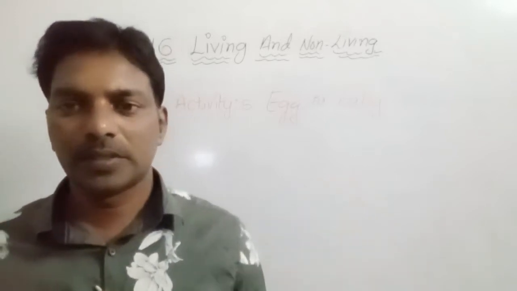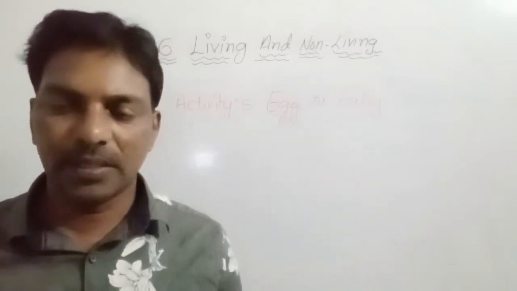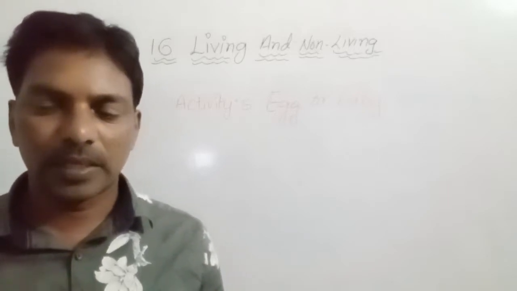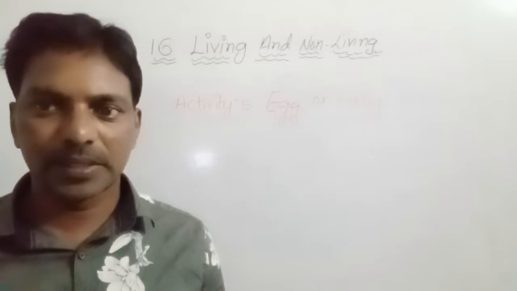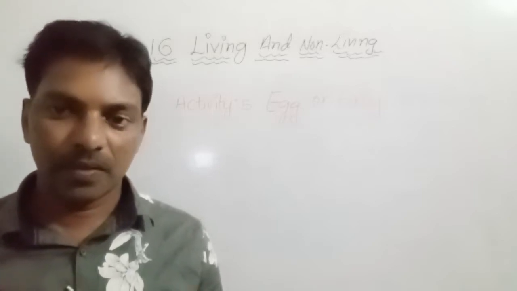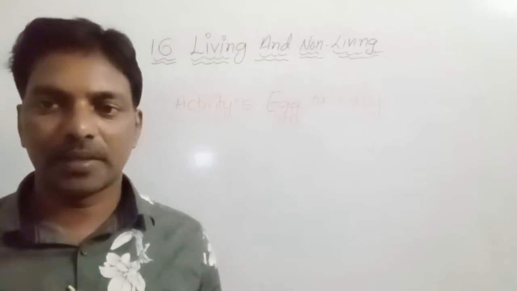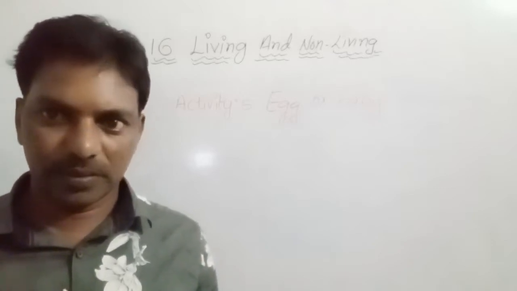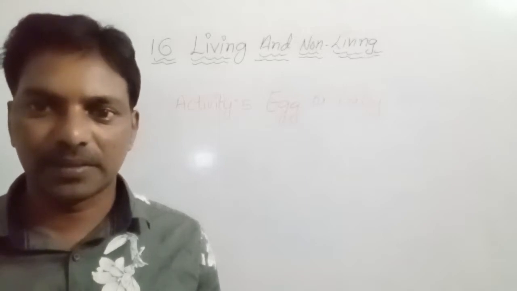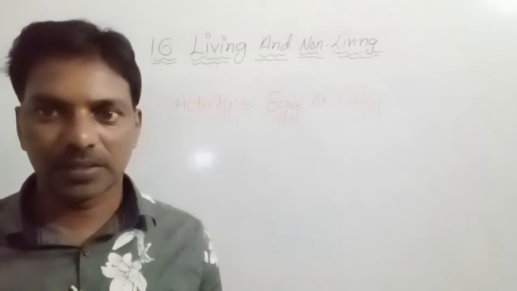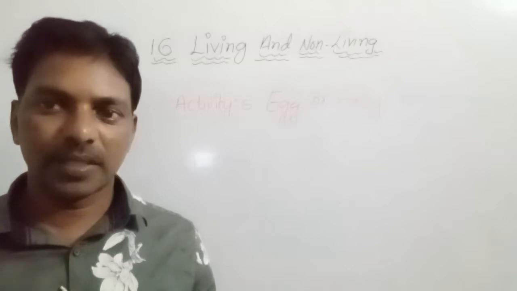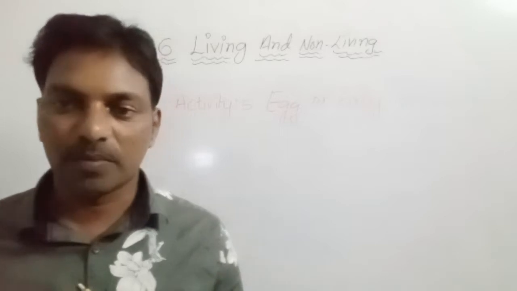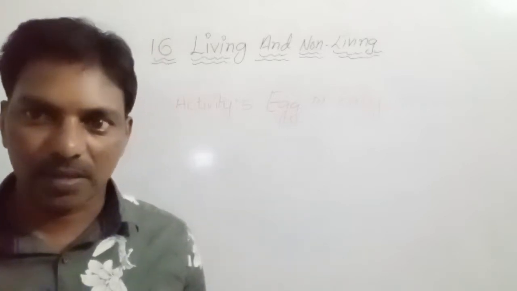So today we are going to discuss one more activity in our chapter Living and Non-Living. In the last activity we discussed that plants have a nose. Through the stomata respiration occurs in plants and waste is released from the plants. We also discussed excretion. By respiration carbon dioxide is released, and by excretion some waste products are released out of the body. That we discussed in the last session.